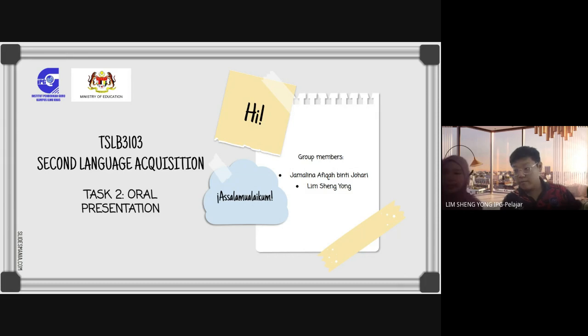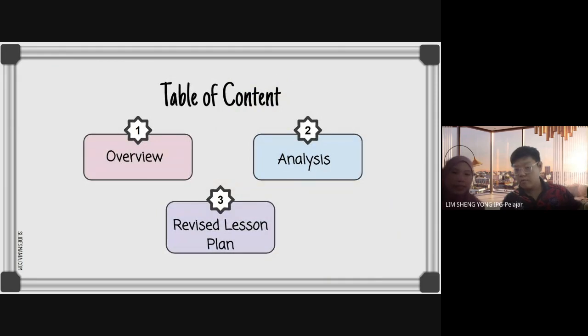Okay, next slide. This is the table of contents of what we are going to present today. First, we are going to look at the overview of our whole presentation, and then we will go with the analysis of the original lesson plan, and then we will look at the revised lesson plan that we have done.